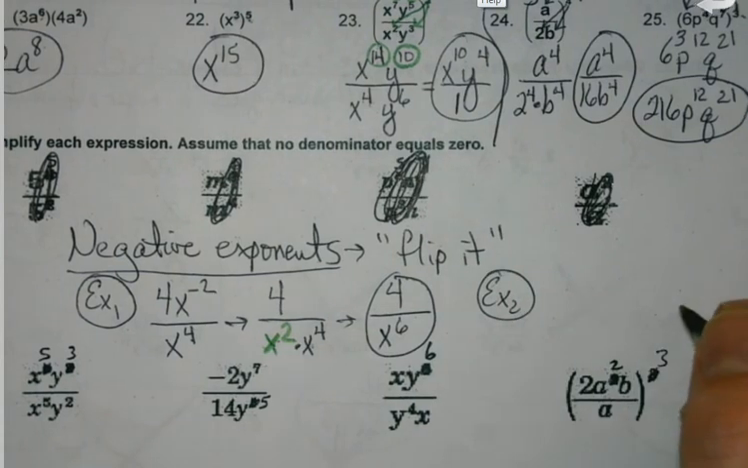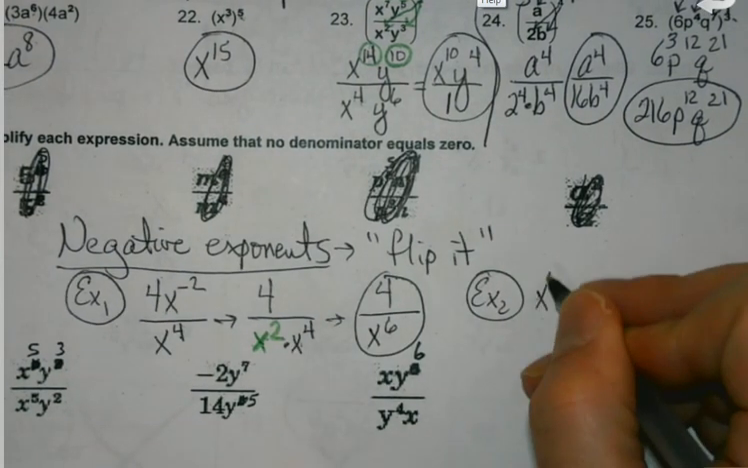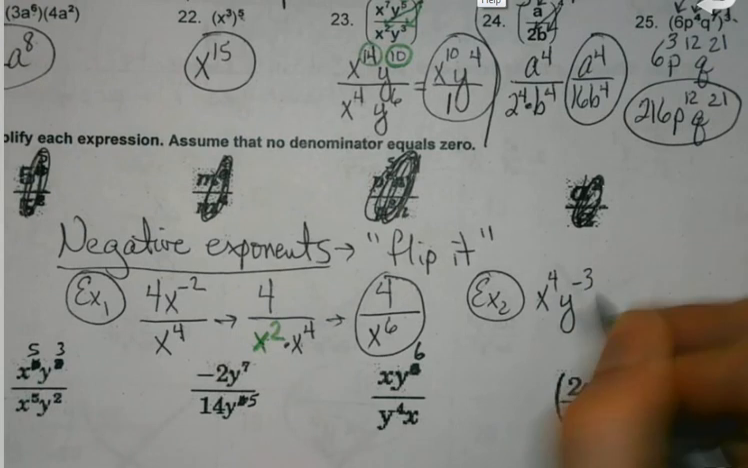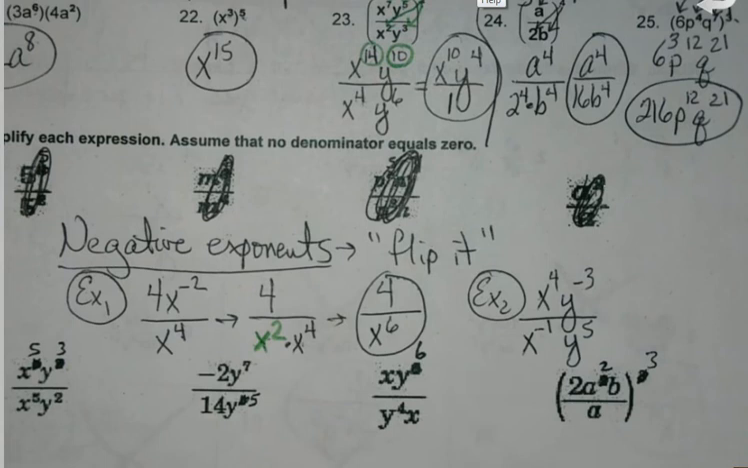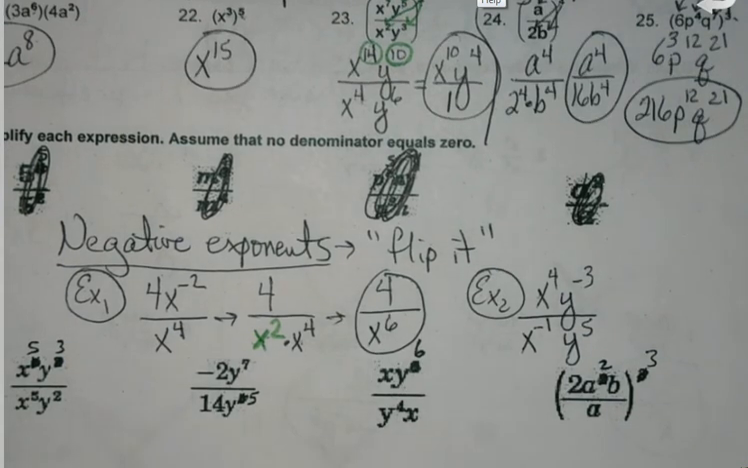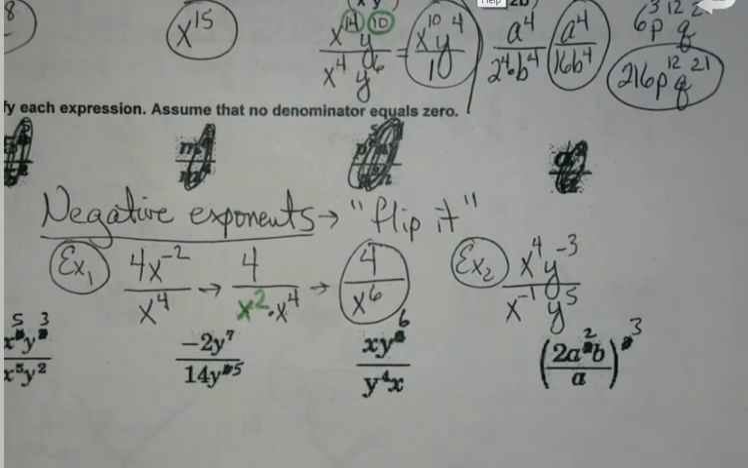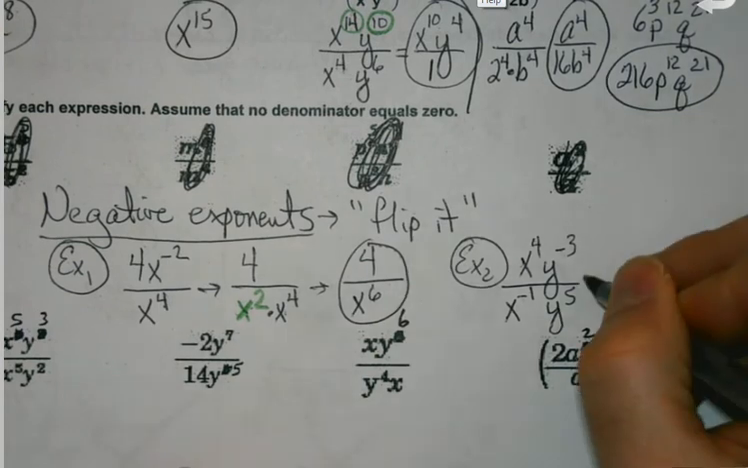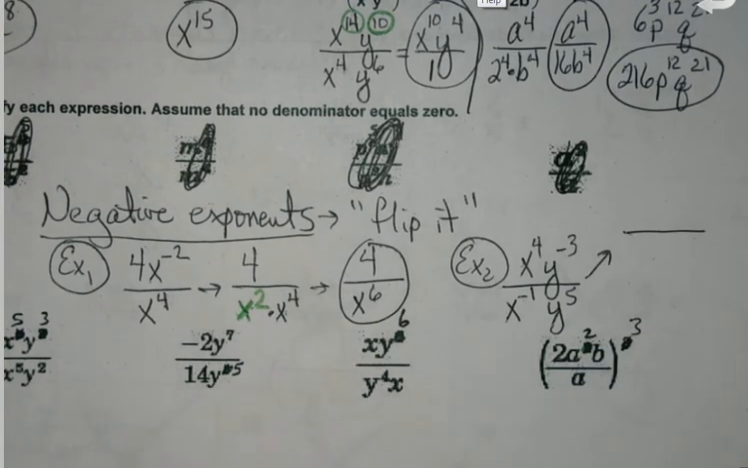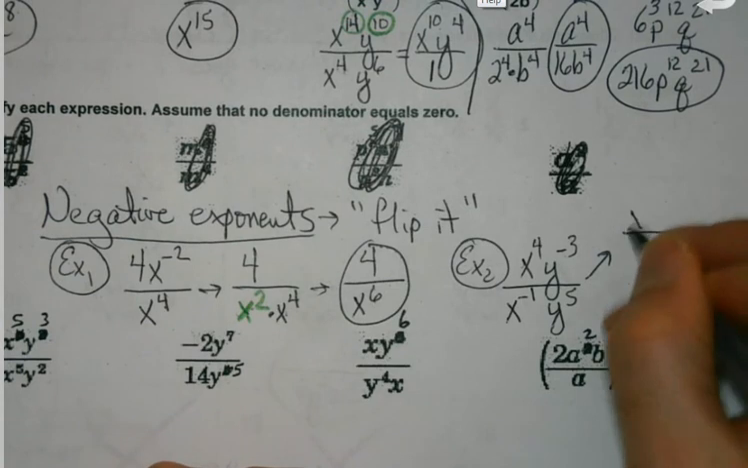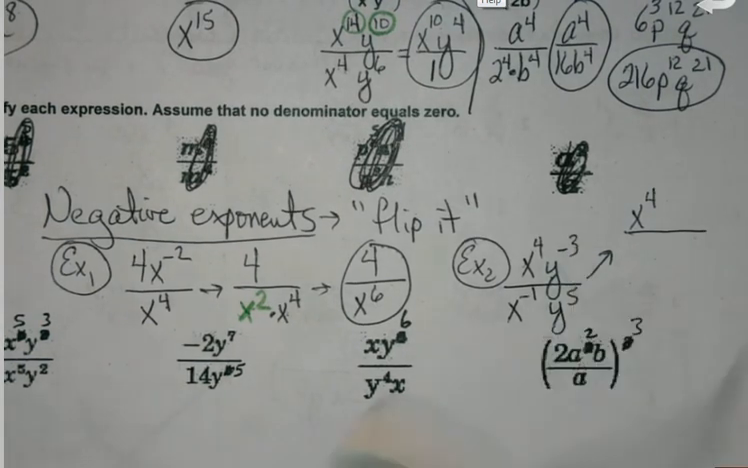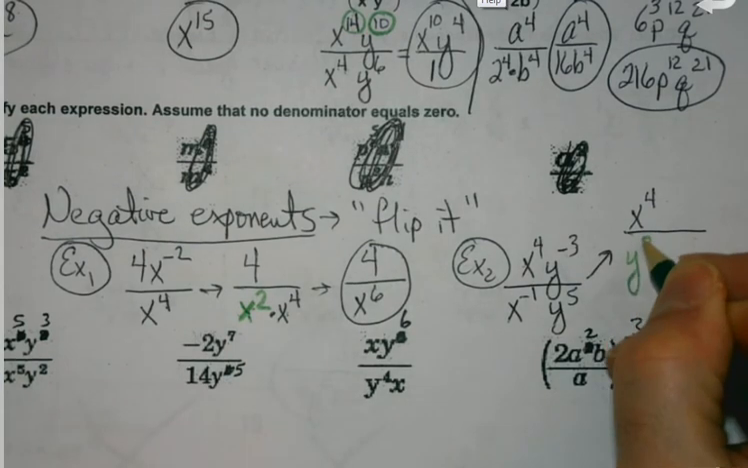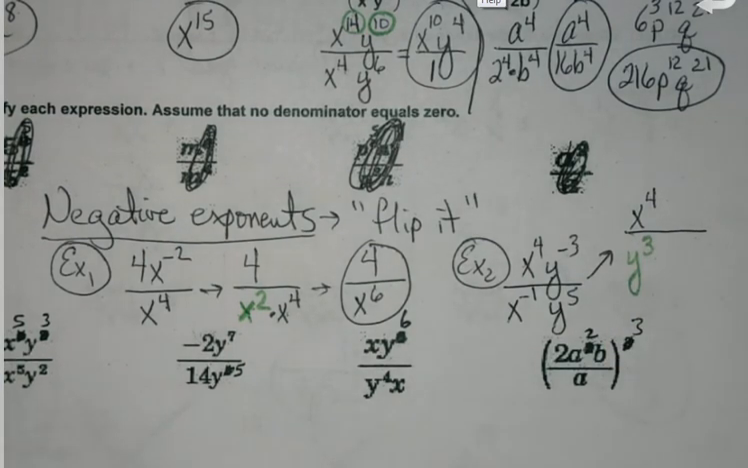So let's do one more here. I'll do one that's kind of strange. Now again, personally, this is just me, I would do all of my flipping first. So I have x to the fourth, that's positive, that doesn't need to flip. Y to the negative third, bad attitude. Down it goes. And again, whenever you flip one of these, it becomes positive. That's the whole reason for doing it.